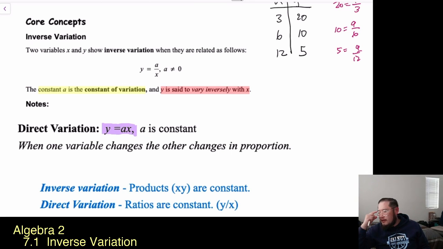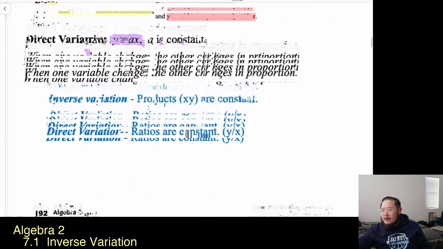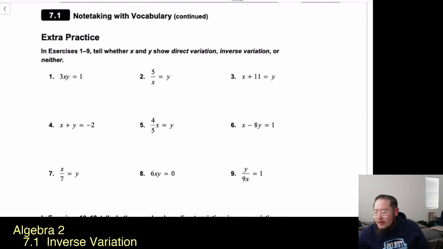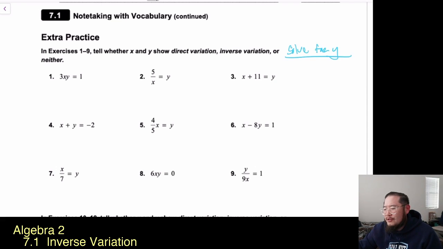Let's take a look at number 1. So let's tell whether x and y show direct variation, inverse variation, or neither. All right, when I take a look at these equations, the first thing that pops out to me is the fact that they don't have y by itself. And so that's one thing that you're going to need to start off with, is to solve for y. Okay? That's step 1. If you don't solve for y and you're trying to do all this, you're in for bad news.